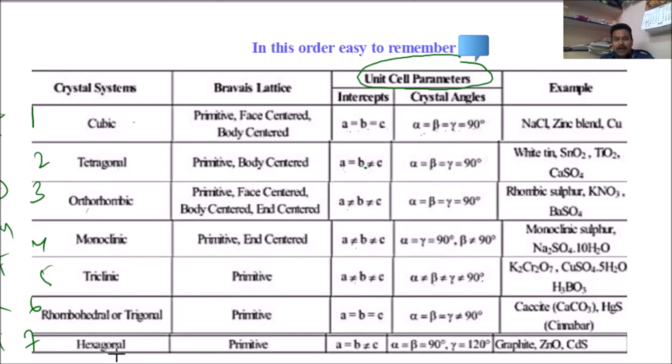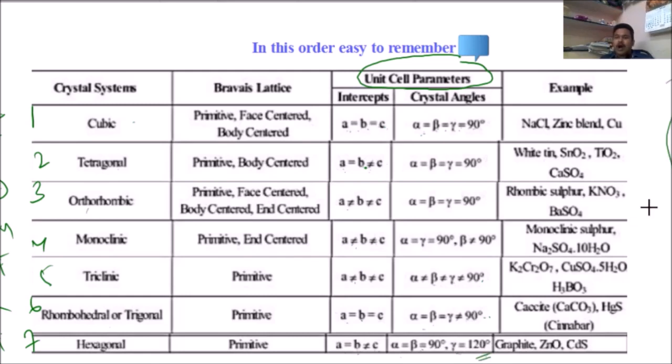This rhombohedral and hexagonal, no logic. Here we have to follow A is equal to B is equal to C and alpha is equal to beta is equal to gamma, but not equal to 90. This one you have to remember. Again hexagonal, A is equal to B, not equal to C, and alpha, beta are equal to 90, gamma is equal to 120. Because A and B are equal, alpha and beta are equal to 90, C not equal, so the gamma value will be 120. All these things we have to remember.